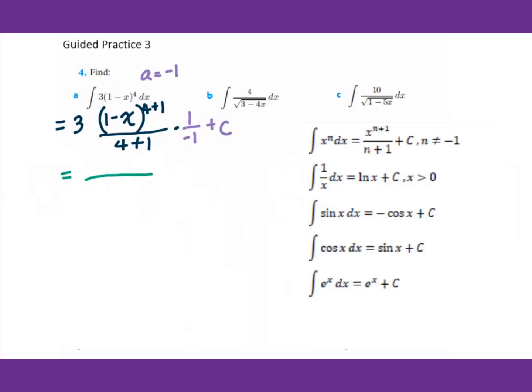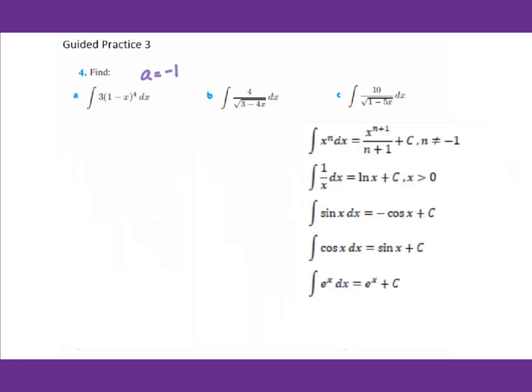Organize, you will get 3 over 5 times 1 minus x to the 5th power. 1 over negative 1, that's negative 1. So you get the negative 3 over 5 times 1 minus x to the 5th power plus c.